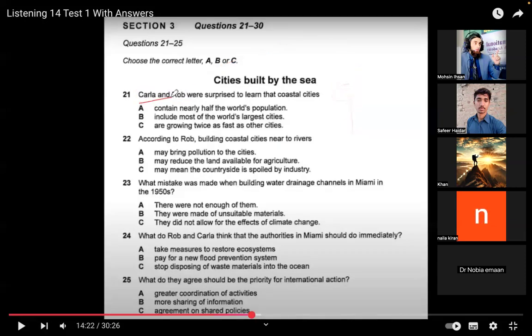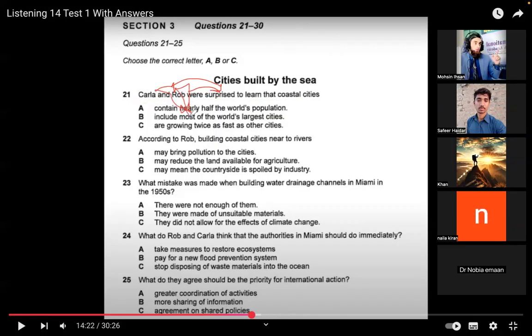Now, what is the first statement? Carla and Rob were surprised to learn that coastal cities. So first three things we have to follow. Other things, if you remember, so well and good. Why were they surprised? Maybe they were going to discuss something with each other and with the tutor, and now they were surprised, both together. If only one is surprised, then the option is not right.